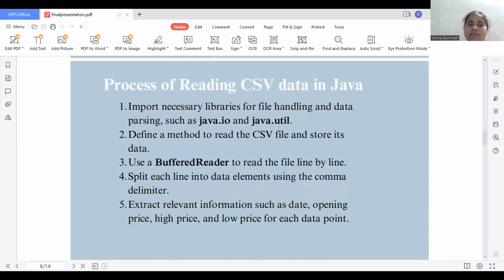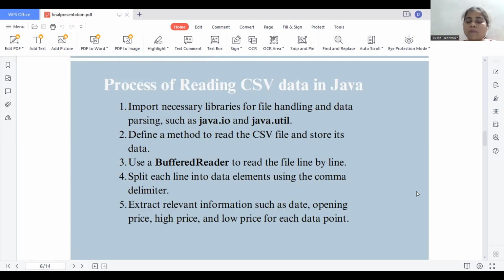In the next slide, I have the process for reading CSV data in Java. Firstly, import a library for file handling and data parsing, such as the Java input output and java.util packages. The second point is to define a method for the process of reading CSV data in Java. First we import the packages, and then define a method to read the CSV file and store the data.